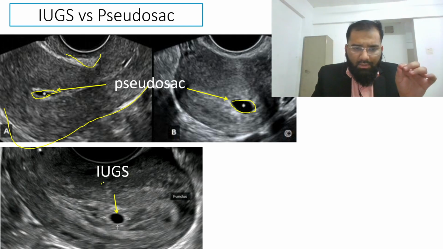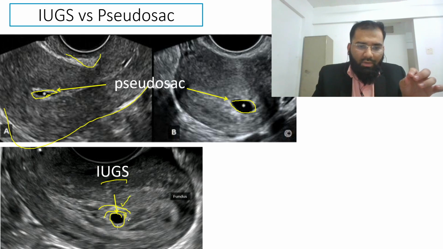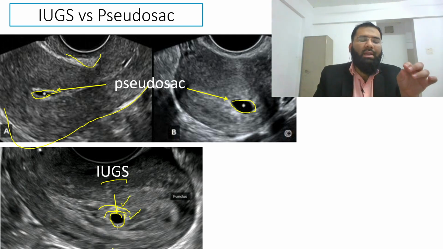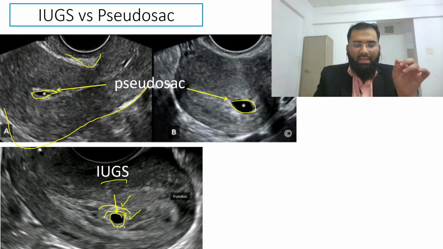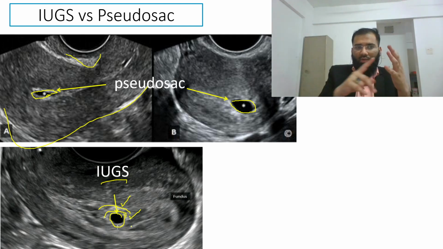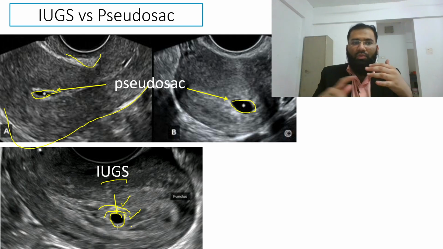But now look at this. This is eccentric, and it is surrounded by decidua. See, this is one decidua, and this is another decidua. So when you have two decidua surrounding G-sac, this is double decidual sign. So double decidual sign again helps you to differentiate true sac from pseudo sac.